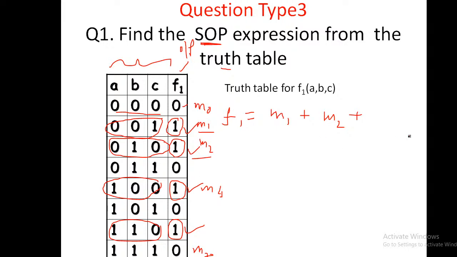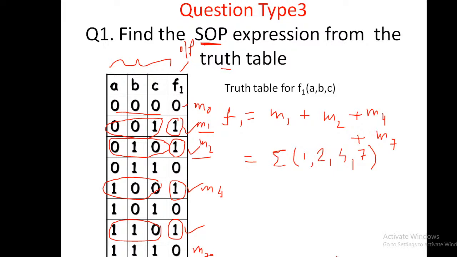Yes, it is. This is M4 you have, and lastly M7 you have, okay? So if you just expand this one, you can write it in this way. This will be the summation of 1, 2, 4 and 7. Is it clear to you?